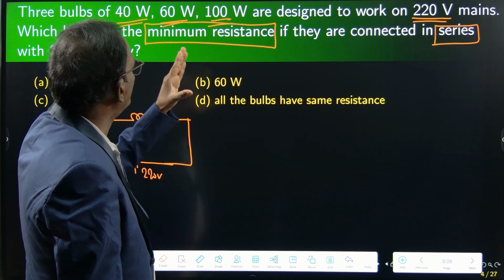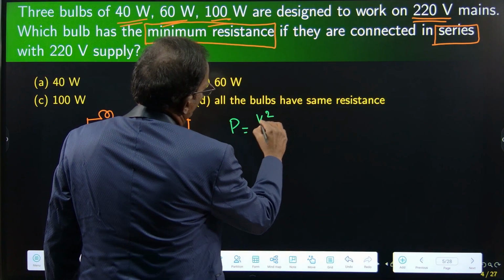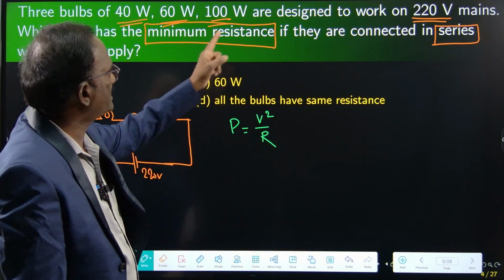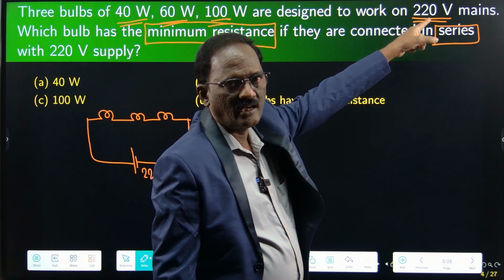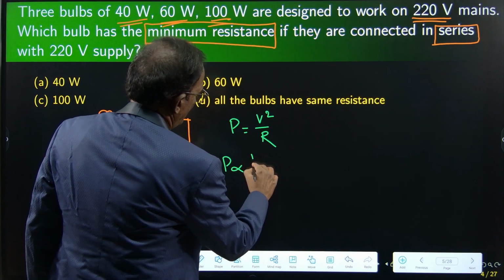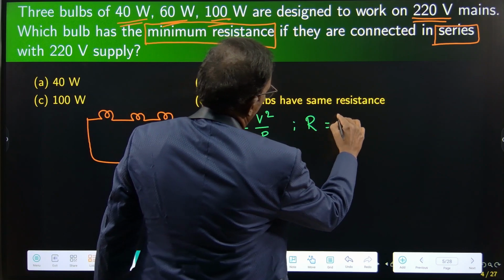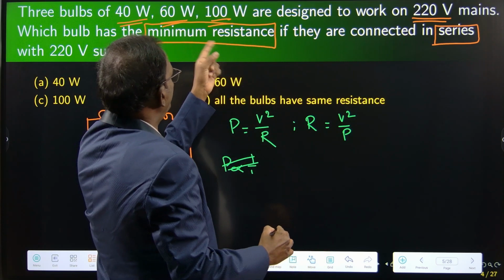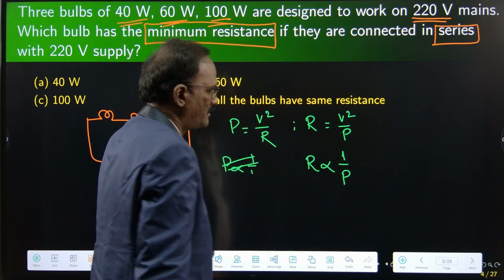So 40 watts, 60 watts, 100 watts. P is equal to V square by R, this is the formula. The rating is same, 220, for all the 3 bulbs. So P is inversely proportional to R. From here, R is equal to V square by P. So R is proportional to 1 divided by P.